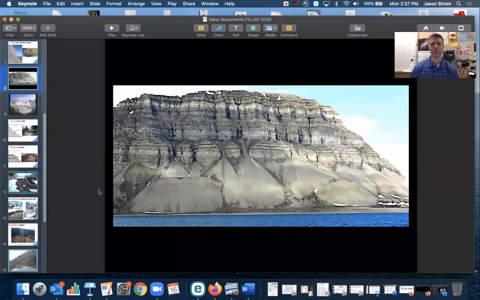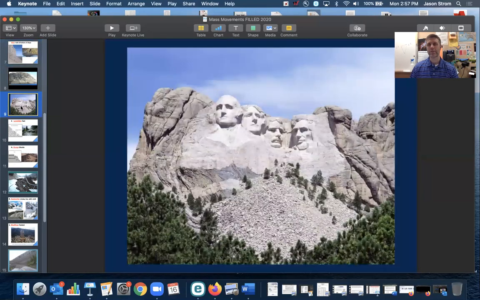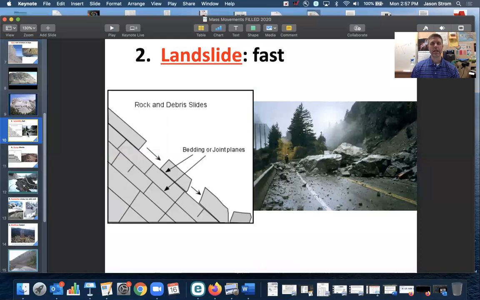There's another example of a bunch of talus piles there, all from the rock up above. And here at Mount Rushmore, this is kind of a man-made example of talus, since it's obviously not naturally occurring, but effectively it's the same thing.